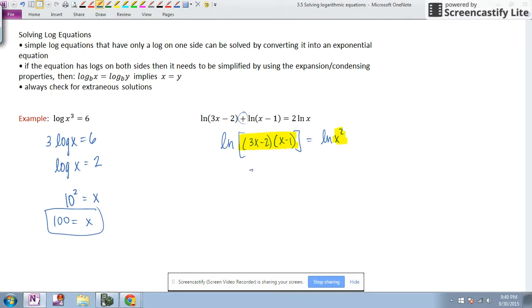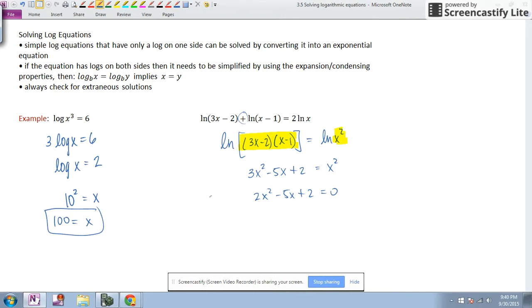So if we FOIL this real quick, we get 3x squared and then minus 3x minus 2x is minus 5x, and then plus 2 equals x squared. Get it all on one side. 2x squared minus 5x plus 2 equals 0. And now I can just solve that.